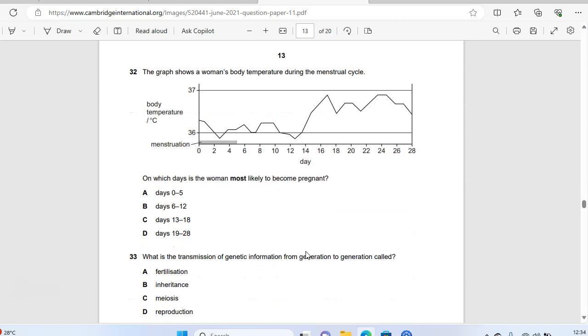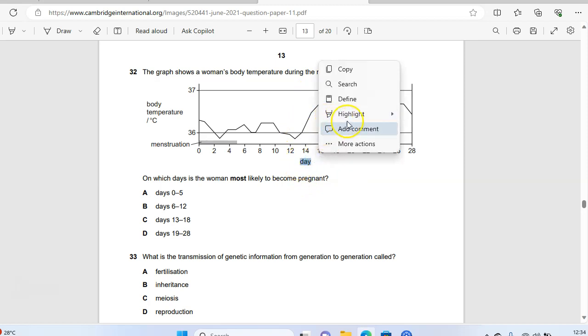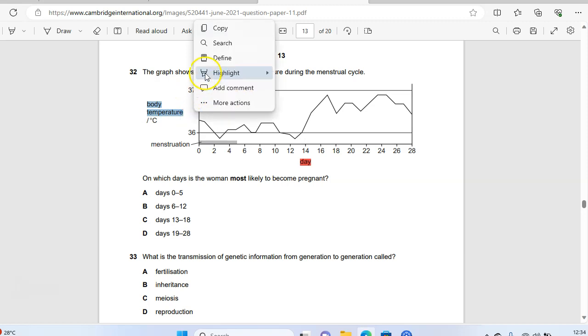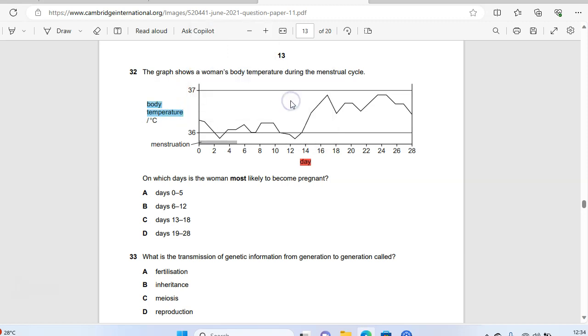Question 32. The graph shows a woman's body temperature during the menstrual cycle. You can see the days and the body temperature here. On which day is the woman most likely to become pregnant?